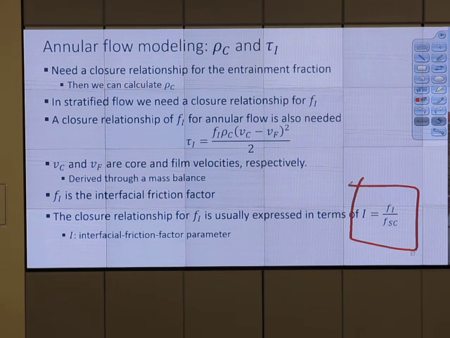There are several of them. There's no correct one. For the time being, we use 4.67, which is Wallace 1969, for every derivation. Some improvement can be used. Some correlations are validated against air-water, but if you have some other fluid, it could be different.